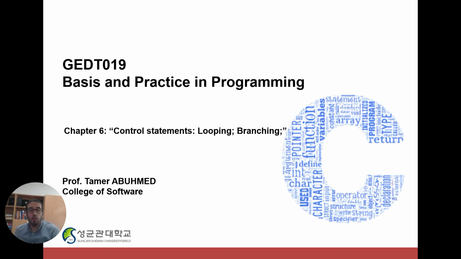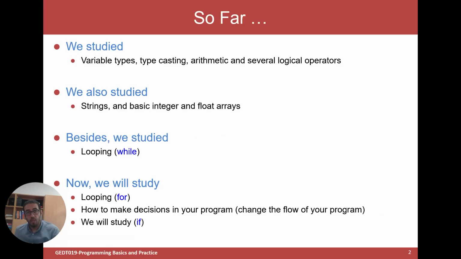In this lecture, we are going to continue learning more about C programming, and we are going to cover control statements, loops and branching. So far in this course we learned how to create variables, how to convert from one data type to another, some basic arithmetic, and logic operations. We also learned how to make strings and simple arrays, and how to use the while loop and do while loop.